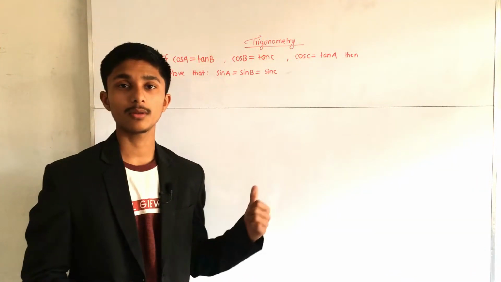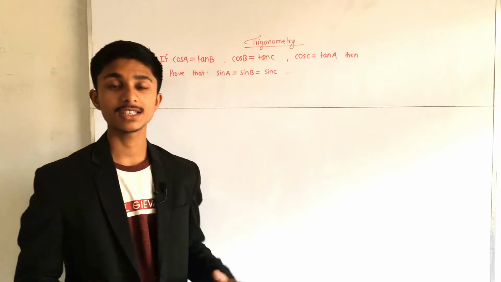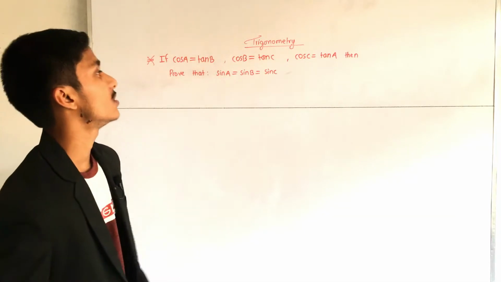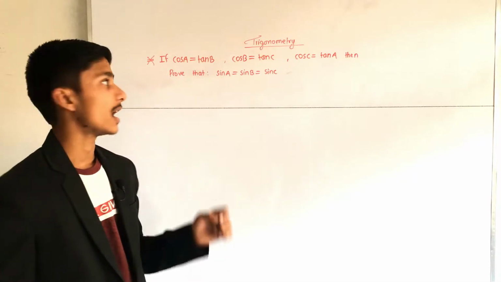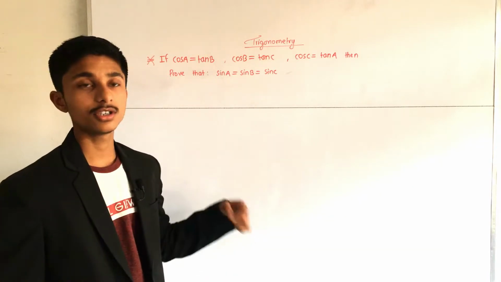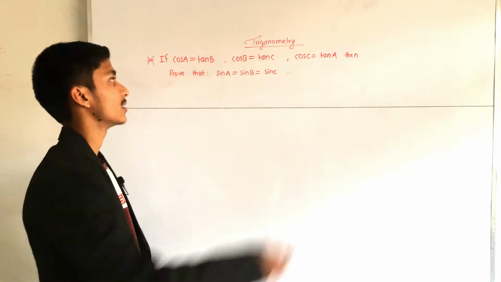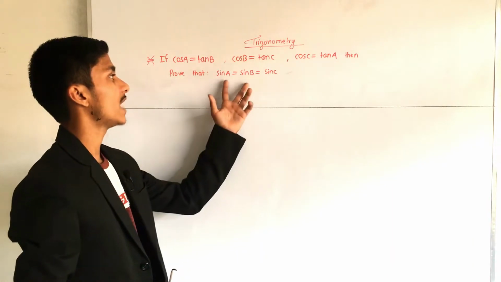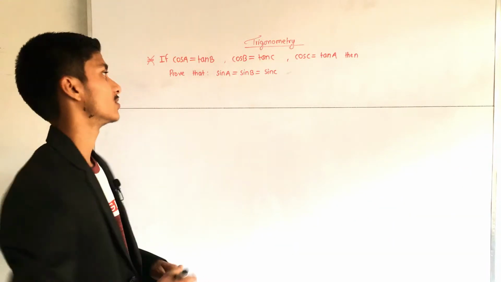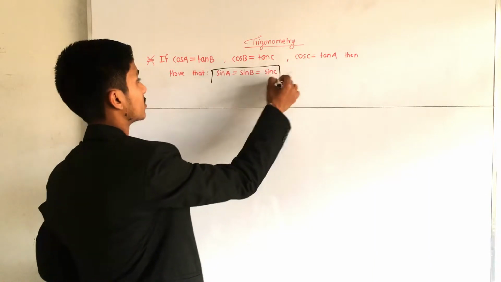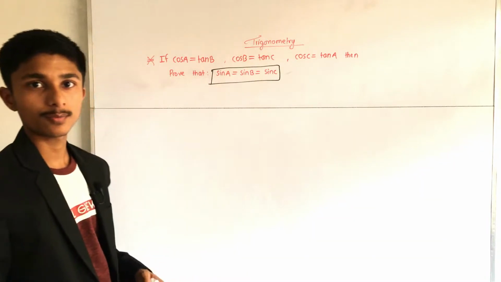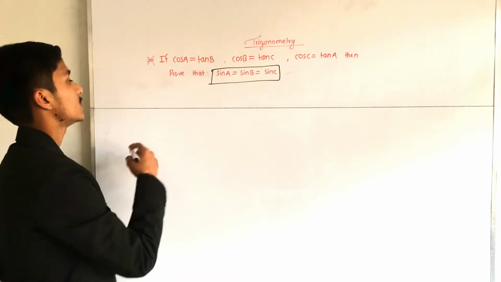Here this is the problem of trigonometry, and this is a proof question. Given: cos A is equal to tan B, cos B is equal to tan C, and cos C is equal to tan A. Then we have to prove sin A is equal to sin B is equal to sin C. This is our target. We have to reach this target, so here we are going to start our solution.